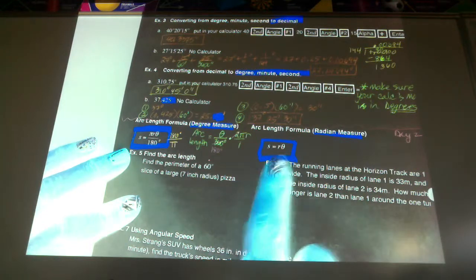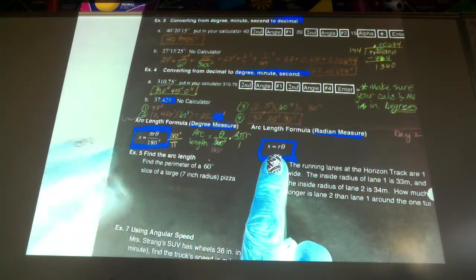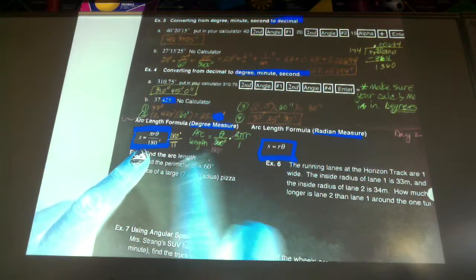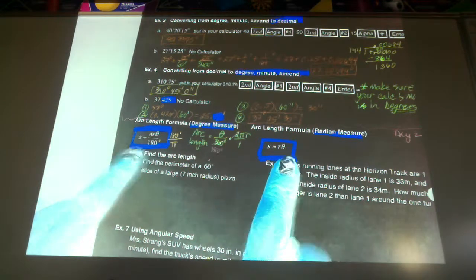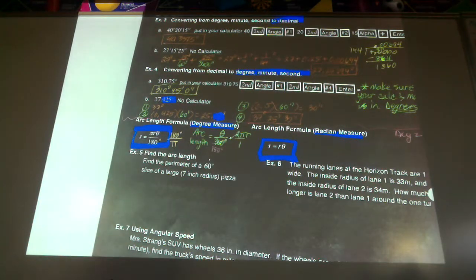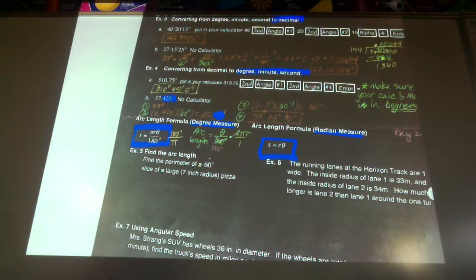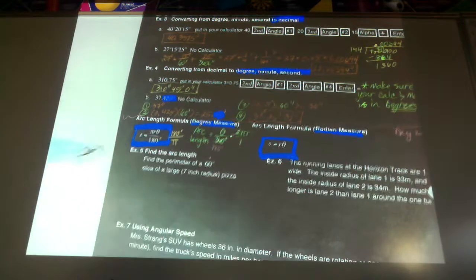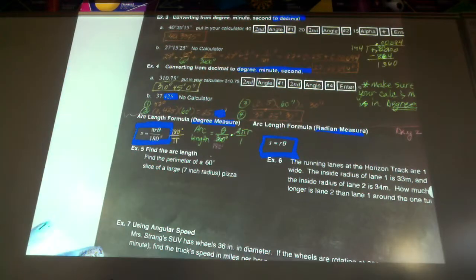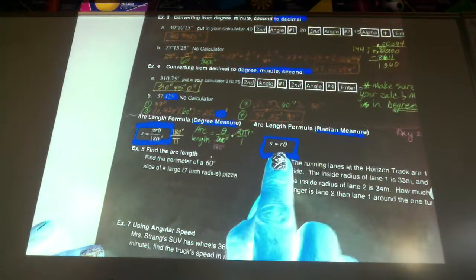We tend to like to use this formula over this one because isn't it the most simple out of the three? If you can take your central angle and convert it to its radian measure, that's an easier formula to use. So you'll see us doing that a lot. But if I'm given my central angle in degrees, I'll tend to start with that one. If I'm given my central angle in radians, I tend to start with that one.